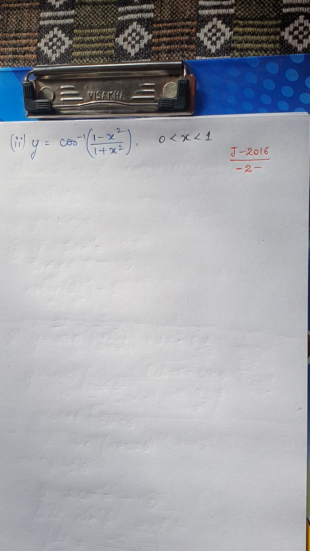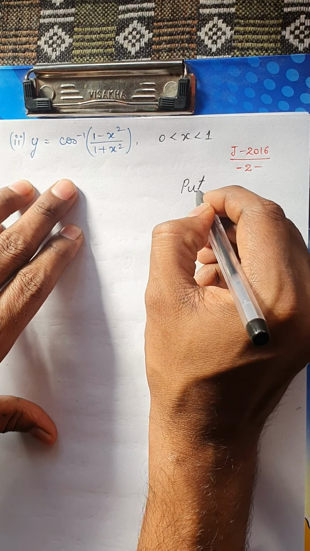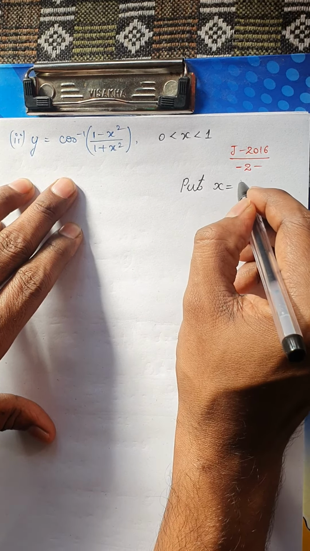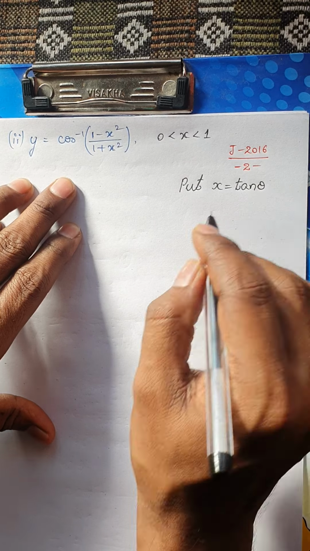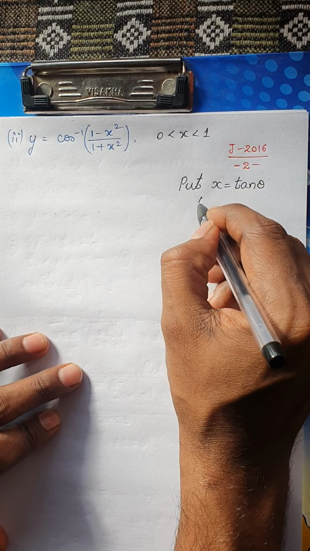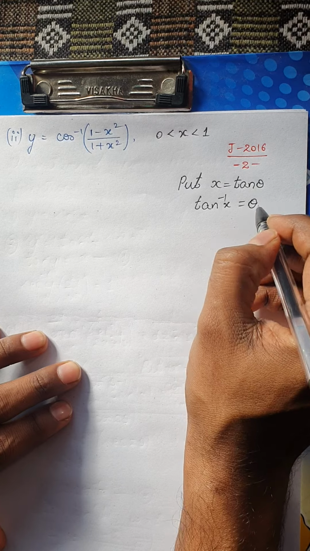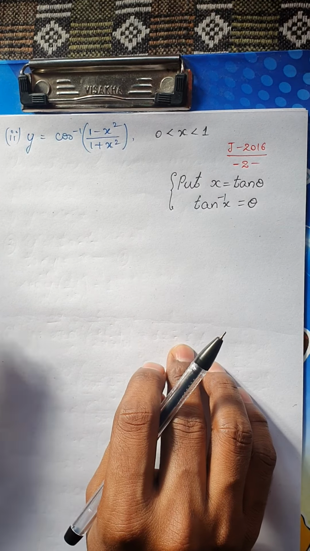Moving on to the next question, I have y is equal to cos inverse of 1 minus x square divided by 1 plus x square. Now can you tell me what I can substitute for this question? If you are thorough with inverse trigonometric functions, you can easily guess. So in this case, I am going to consider x is equal to tan theta. If I apply tan inverse on both sides, I will get tan inverse x as theta. Keep it aside.